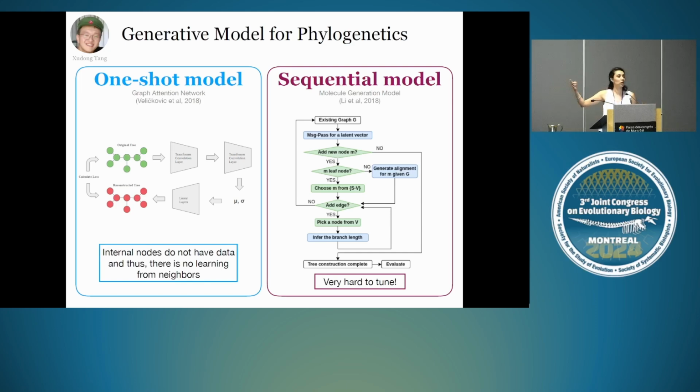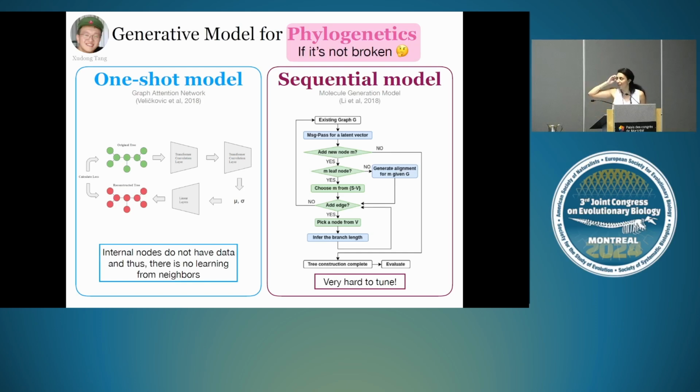And then he also tried sequential models that have been used in molecule generation. Basically, you break up reconstruction of the tree as a set of binary tasks. Should I join these 2 nodes, yes or no? Each of these layers is a separate neural network. So it is very hard to tune, because there is a compounding of errors, and it was a lot of work to tune them. So, as I started saying, we couldn't make this work. We couldn't make it work.